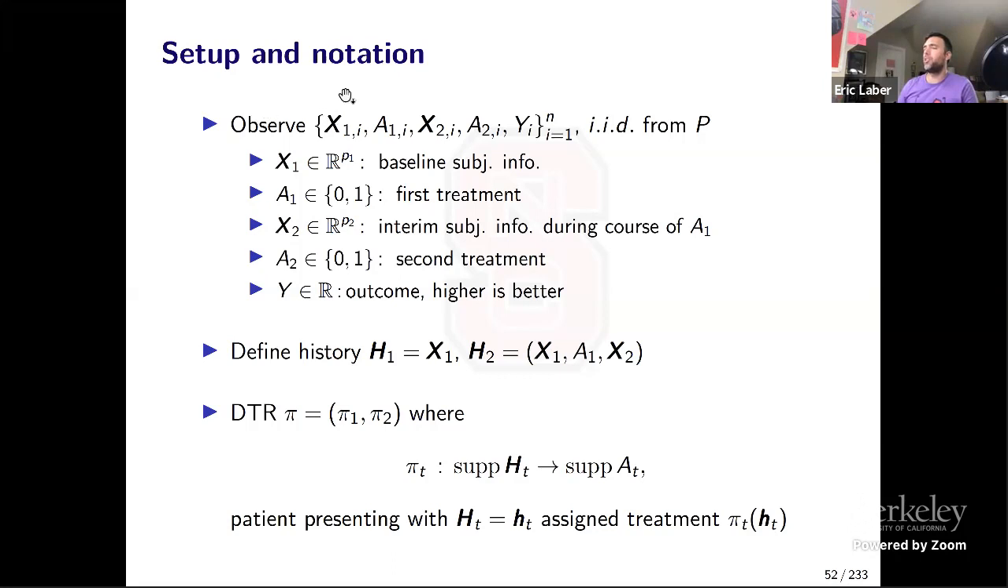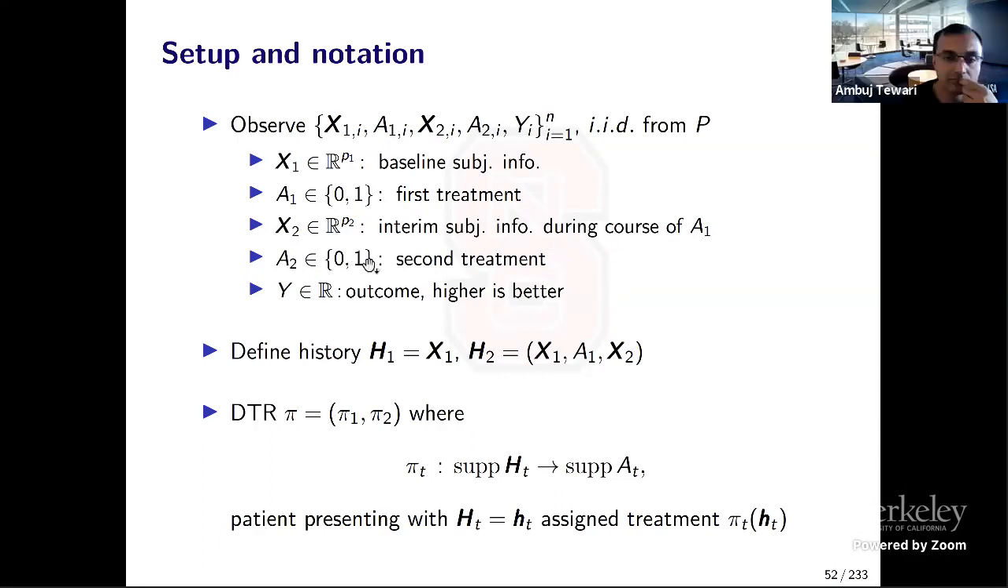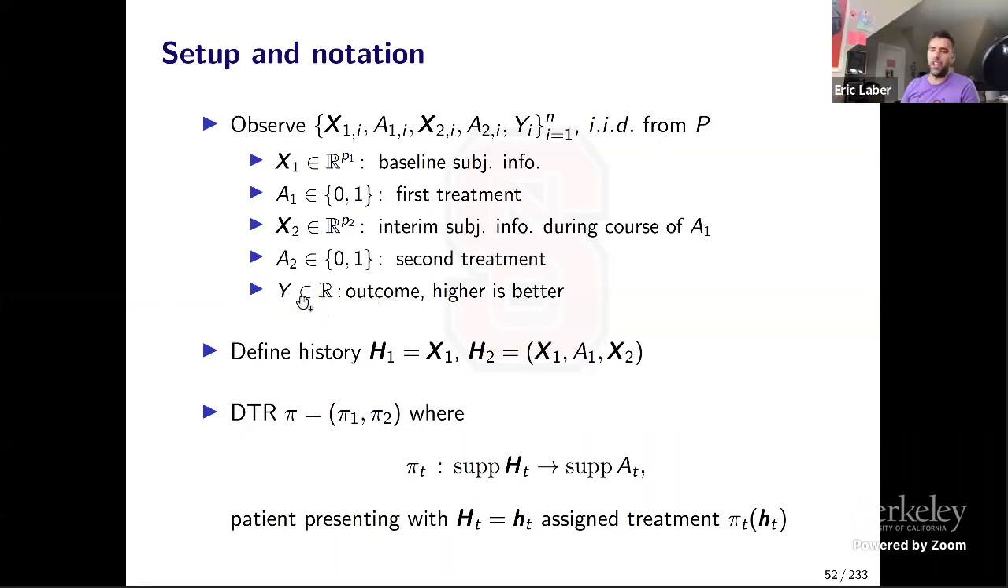Now for every subject, we have a trajectory, X1, A1, X2, A2, Y. I indexes the subject, i equals 1 to n, drawn IID from some distribution P. X1 is the information you have before the first treatment is assigned. A1 is the first treatment. I'm coding it 0, 1 because it'll be convenient when talking about the bias. X2 is interim subject information, so information collected during the course of the first treatment. A2 is a binary second treatment, and Y is an outcome measured at the end of the study or the end of the observation period, so that higher is better. We'll define the history H1 to be X1 and H2 to be X1, A1, X2.